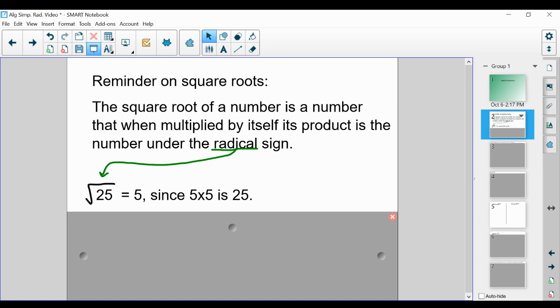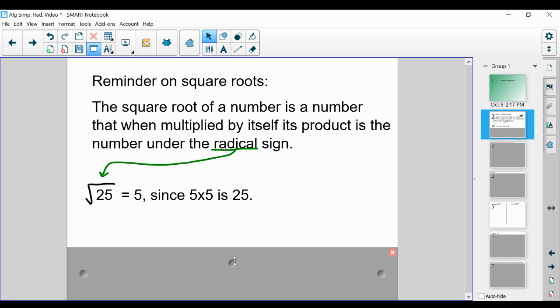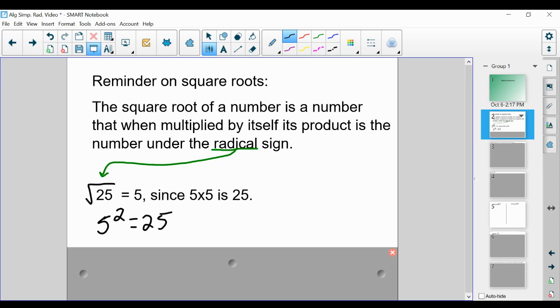And if you think of the opposite way, 5 squared is equal to 25. So squaring a number, like 5 squared, is the opposite of taking the square root of a number. Just like multiplication and division are opposites, addition and subtraction are opposites, taking the square root of a number is the opposite of squaring a number. With that in mind, let's now go and jump into your guided notes.